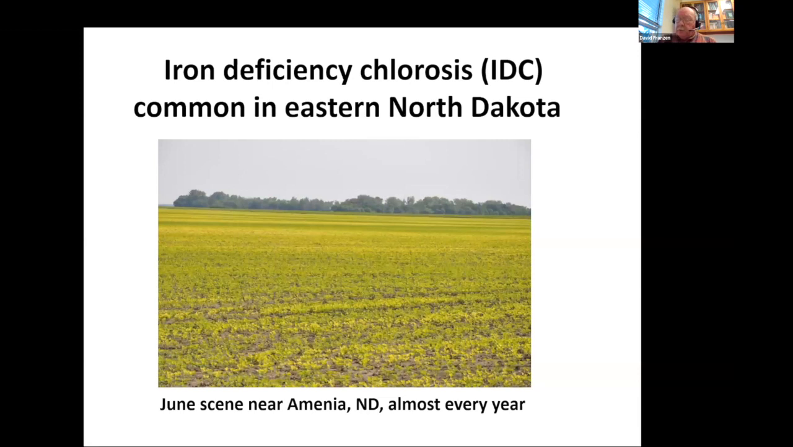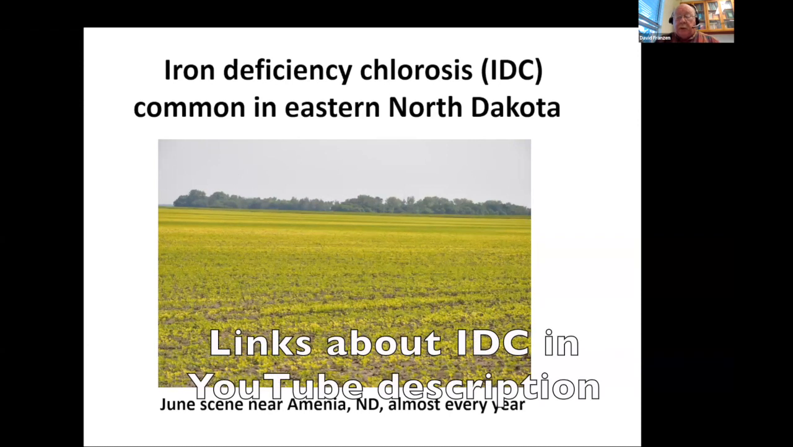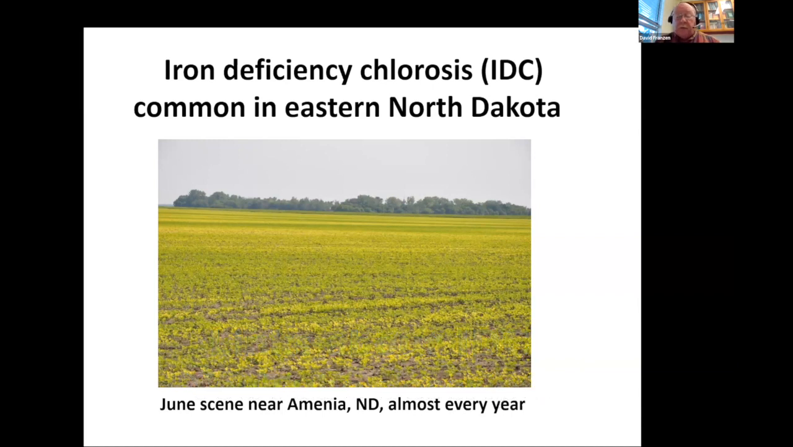So if you're in eastern North Dakota, this is a big deal, that the chlorosis is fence row to fence row. It can be pretty devastating if you have the wrong variety and all the stars are not aligned correctly. You'll struggle to get more than 10 bushels an acre, I think, if you have it really severely.